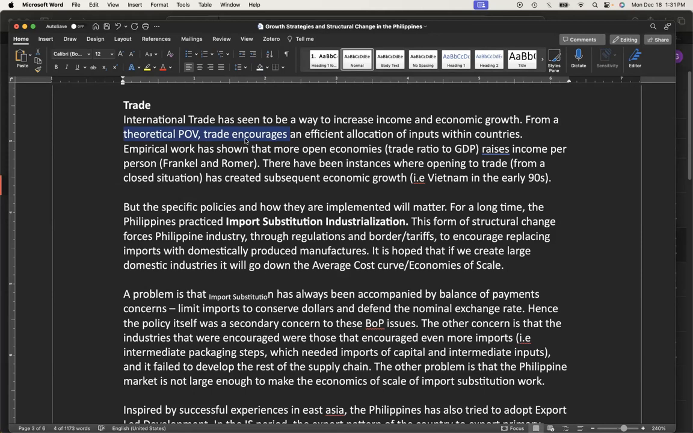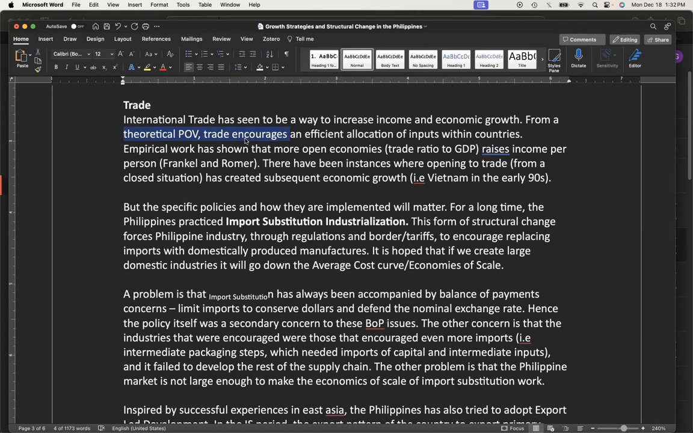And empirical work has shown, and you can look at Mankiw, there's a sidebar on trade in the growth chapters, wherein more open economies, such as measured in terms of trade to GDP, have higher income per person. And there have been instances where opening to trade from a relatively closed situation has created subsequent strong economic growth, like Vietnam in the early 80s, Japan opened, etc.